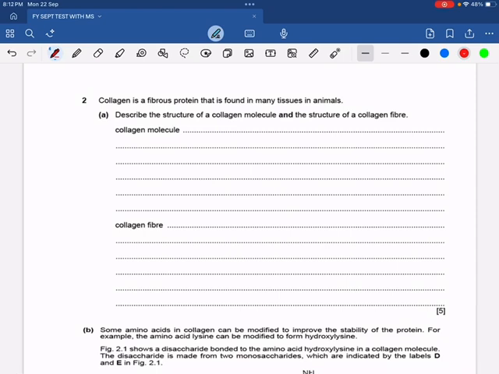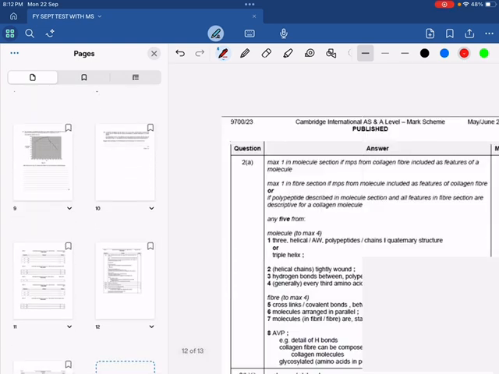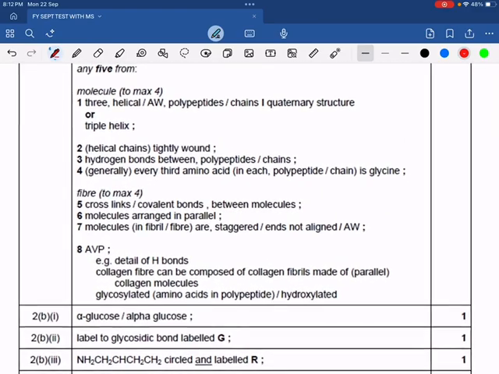So guys, when I gave you my notes, it was very, very clearly mentioned over there what is the exact meaning of a collagen molecule and what you mean by a collagen fiber. So let me go to the mark scheme and show you. Let's look at what a collagen molecule is. 3 helical polypeptides or chains, right?